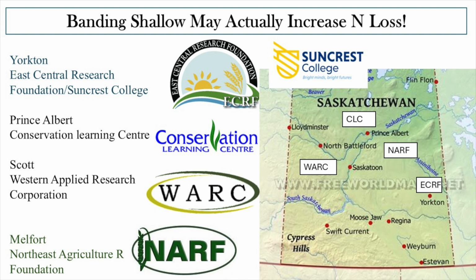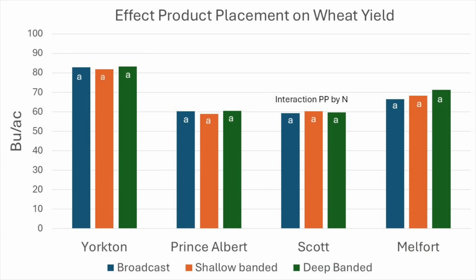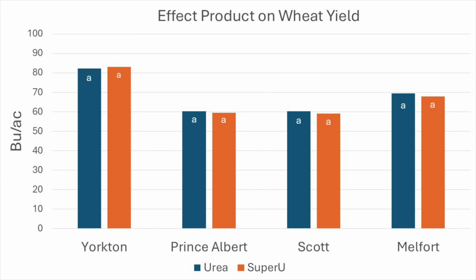This study was conducted by the following AgriARM research groups located in Yorkton, Prince Albert, Scott, and Milford. Here are the main effects of product placement on wheat yield at each location. At Yorkton, Prince Albert, and Milford, differences in yield could not be detected, whether nitrogen was broadcast, shallow banded, or deep banded. At Scott, there was an interaction between product placement by nitrogen rate, which I'll elaborate on soon. But I also want to point out that differences in yield could not be detected between applying straight urea versus Super-U at any location.